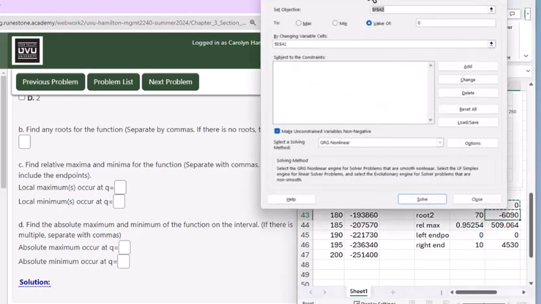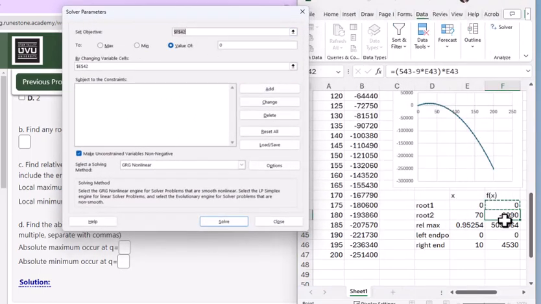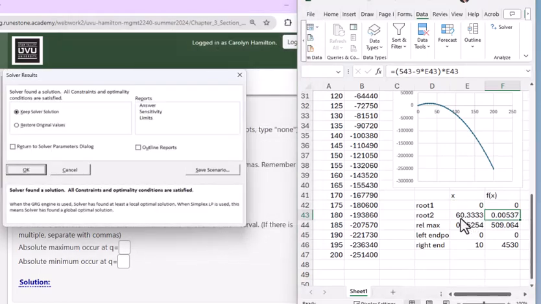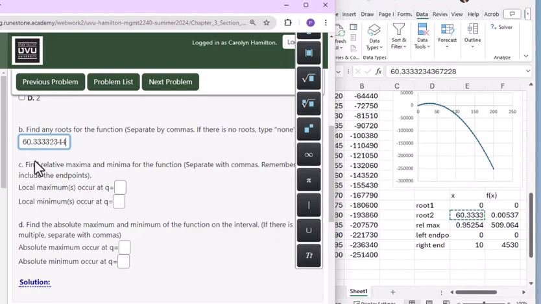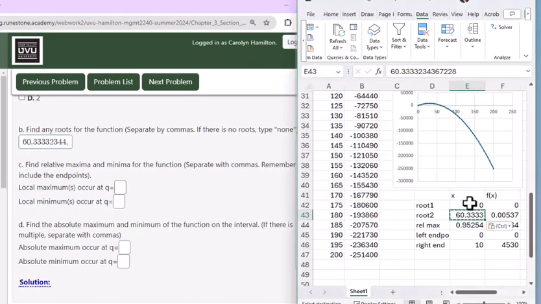And then bring up solver. Set my objective function, so click on it, to a value of 0 by changing. Highlight and then click on your X value and solve. It's at 60. Okay, so roots at 60, comma, and my other one was at 0.